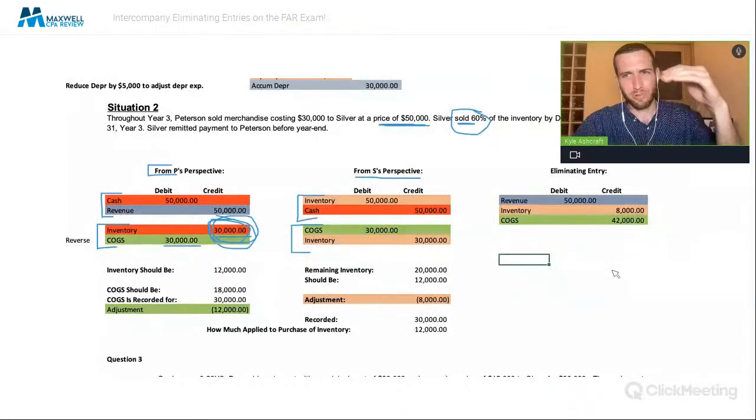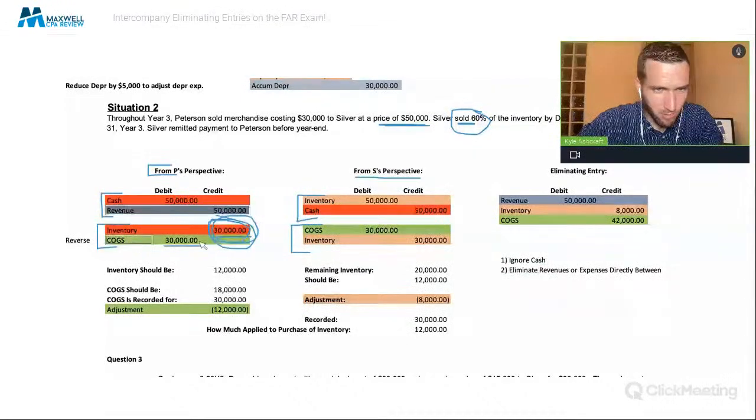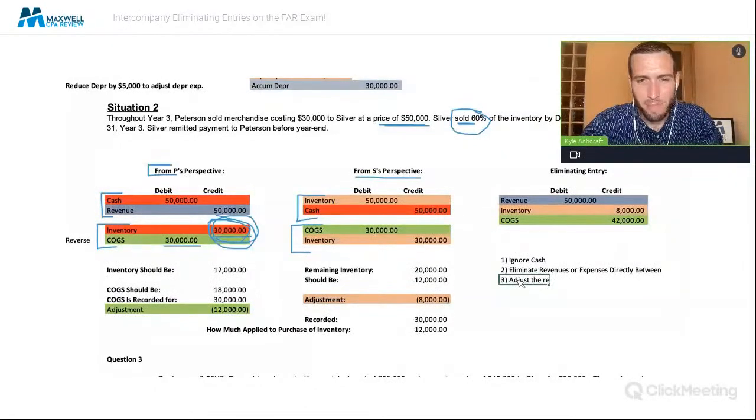But just going back to our initial 3-step approach, we ignore the cash. We're going to eliminate any kind of revenues or expenses directly between the entities, which is what we did here and what we did here. And then for the items that we don't eliminate but we adjust, we have to see what they should be and what they are. So we adjust the remaining accounts. So that is how eliminating entries work.